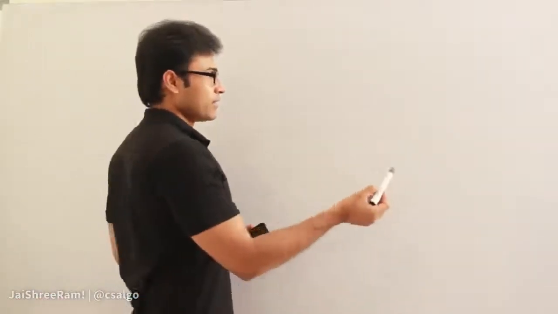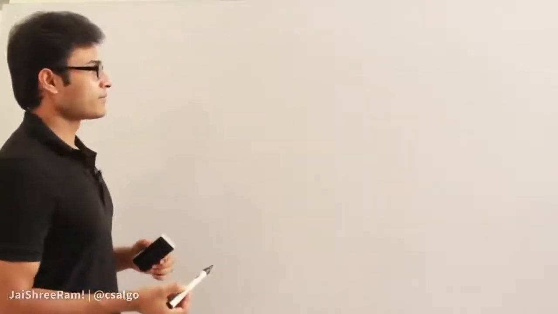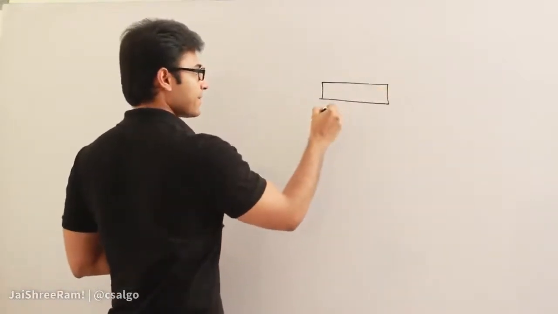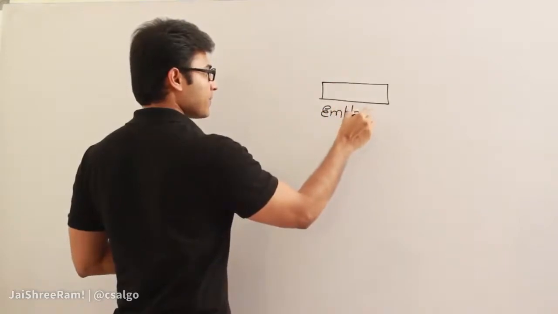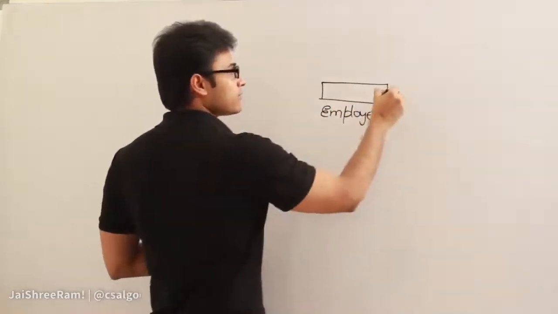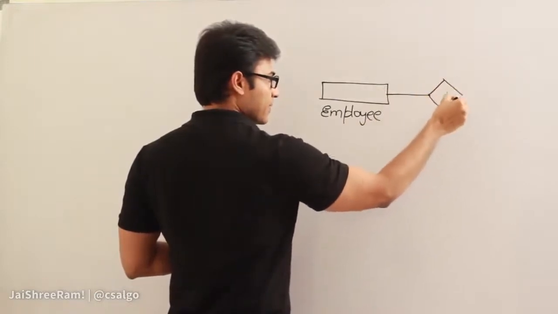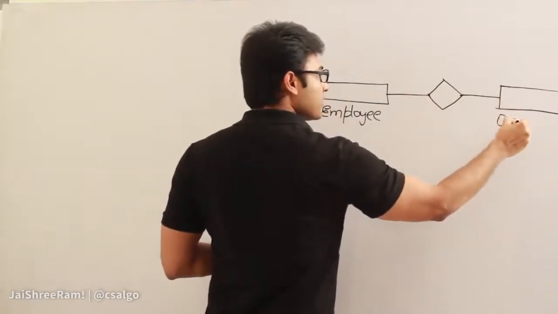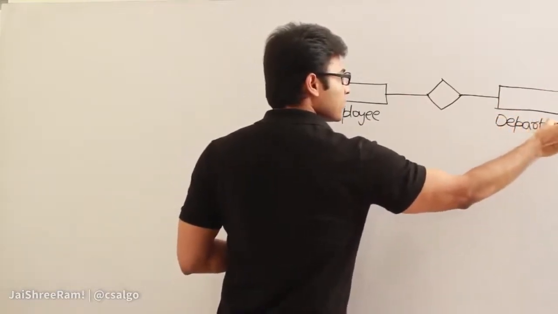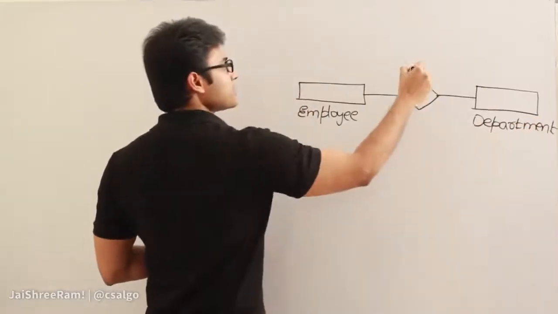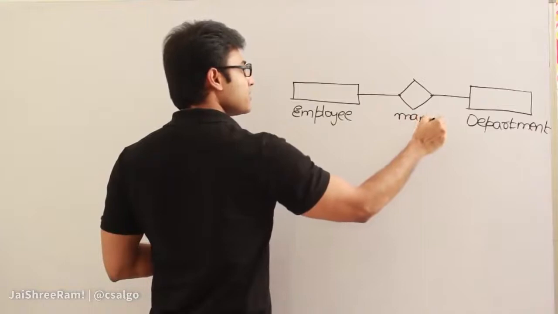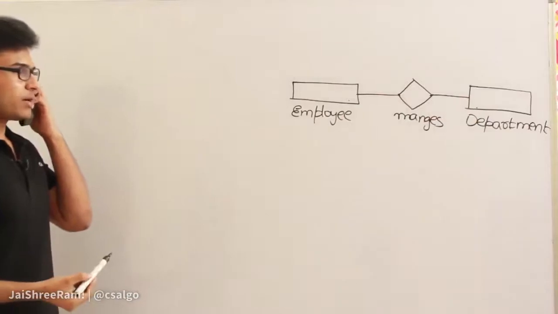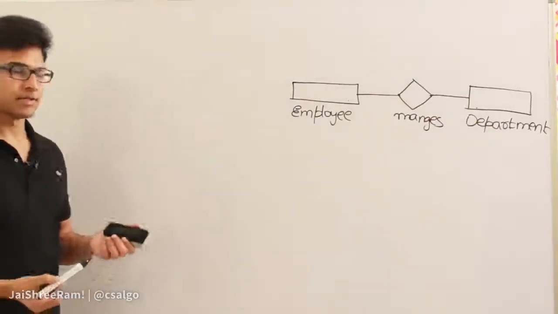So let me take an example, it will be easy for us to understand it that way. Let us say there is an employee entity type, and there is a relationship, and employee is related to department. Here the relationship is, let us say, manages, which means an employee manages a department, right? Now what type of participation is it?